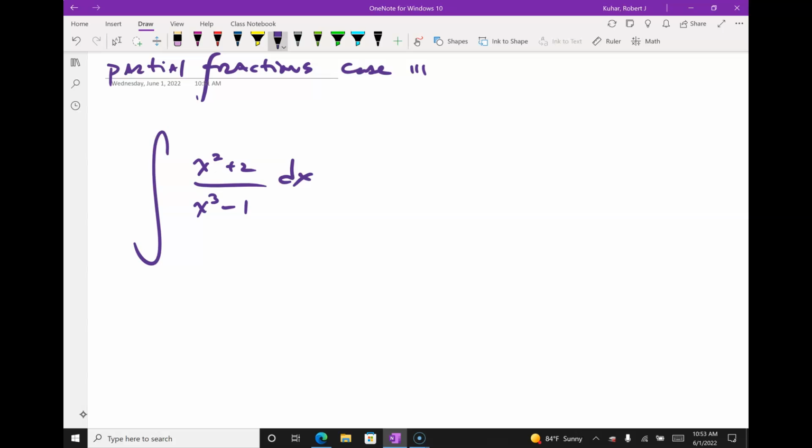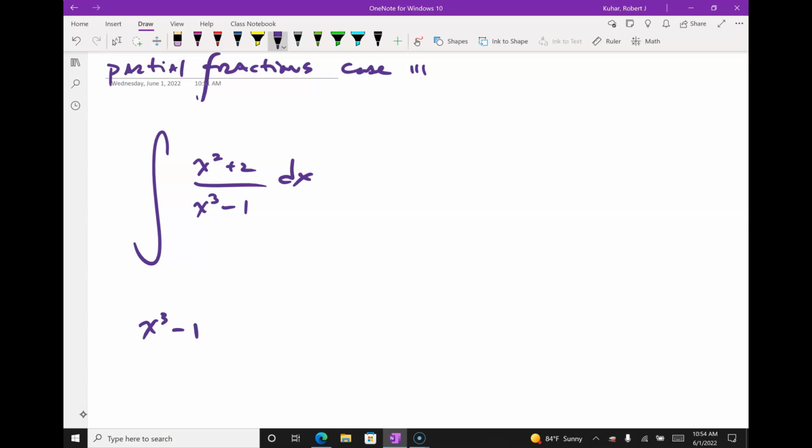x squared plus 2 over x cubed minus 1 dx. So I've tried a bunch of things, right? I've tried u sub downstairs, and I could get half of it, but I couldn't finish the problem. So I'm thinking, since that downstairs factors, this is partial fractions.